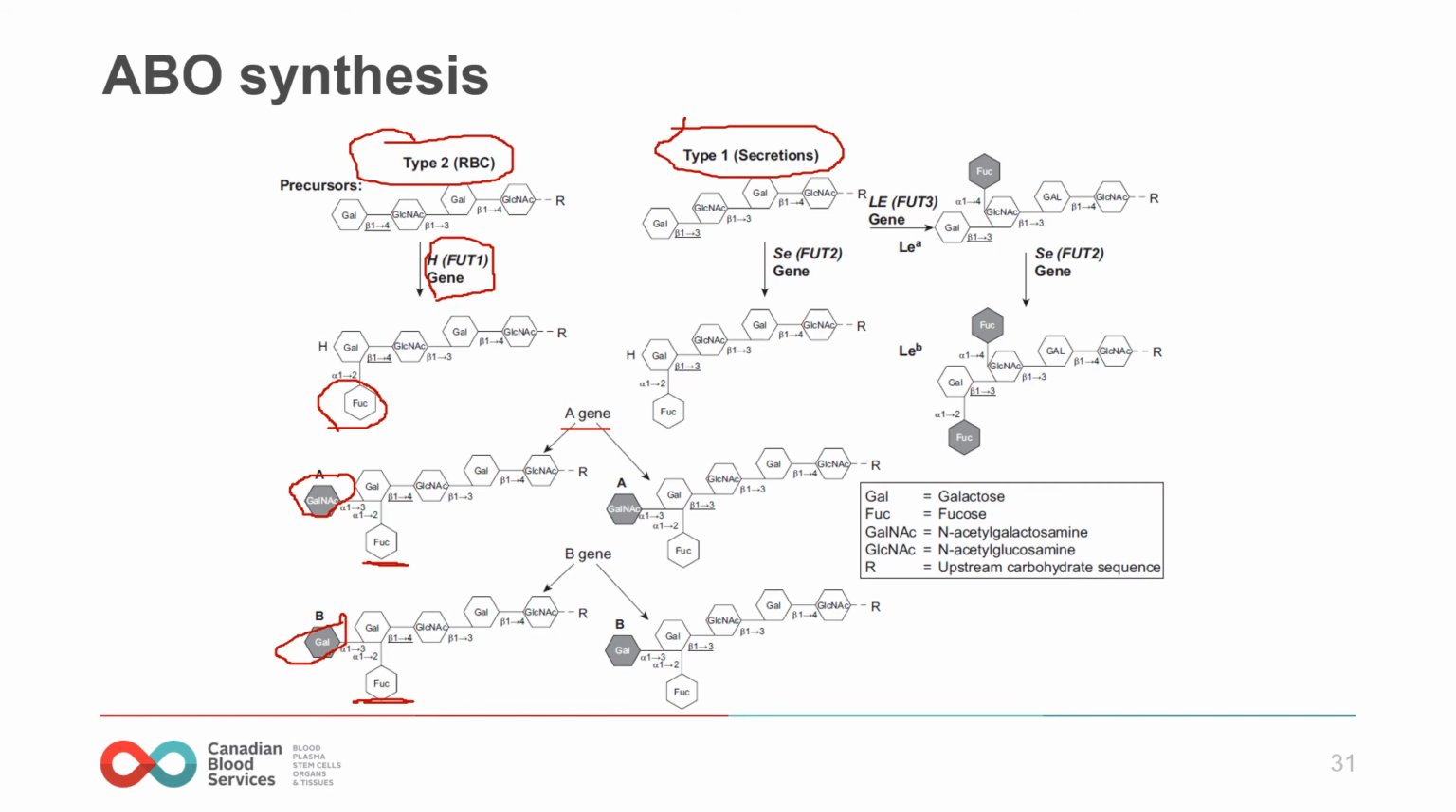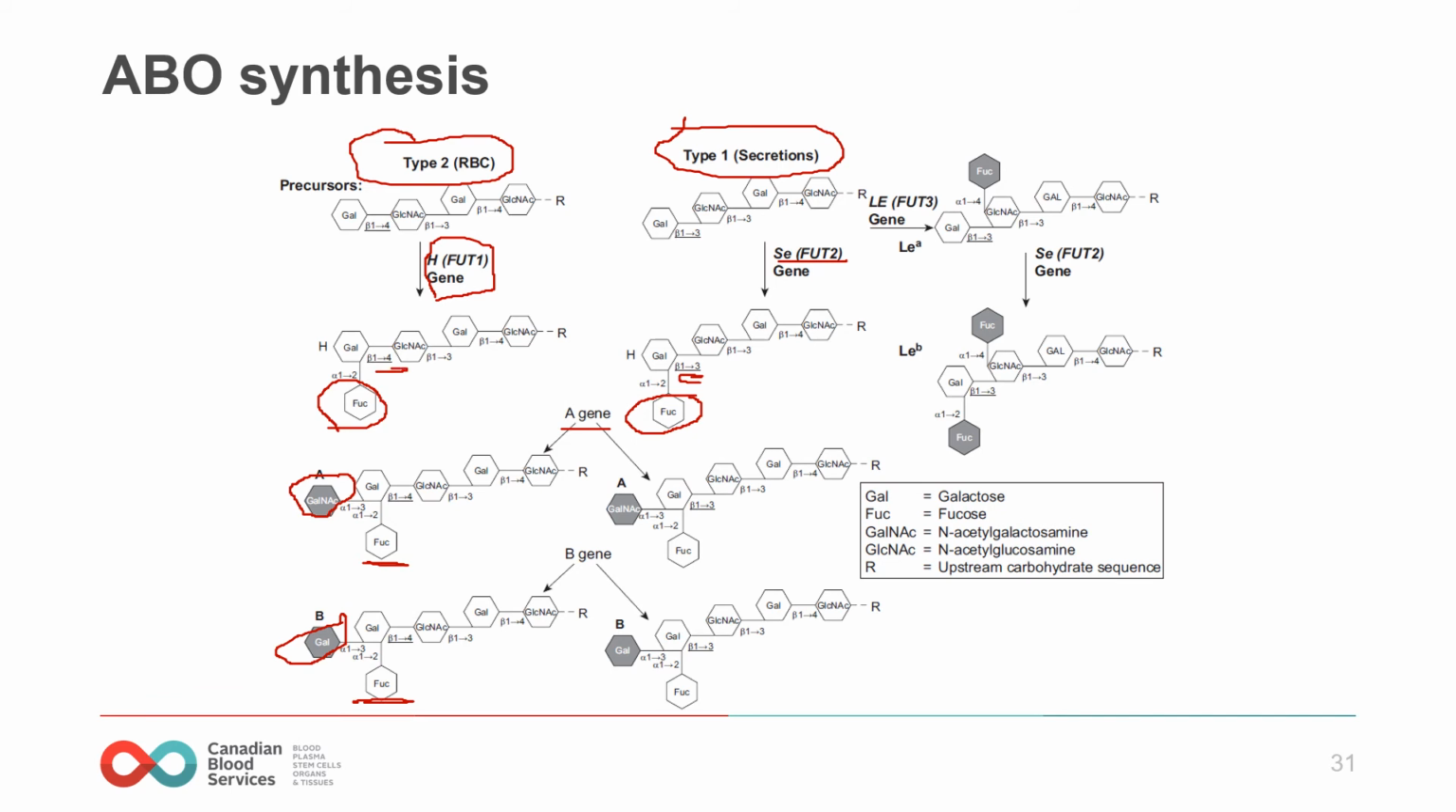Now, when we talk about secretions, they're a little different. Again, they're controlled by a different gene. So if you're a secretor, you've got the FUT2. Okay, and you still have the sugar here, this fucose, but the main difference between these two is that this is a beta 1,3 linkage, and this is just the way that the sugars are linked, versus on the red cell, it's a beta 1,4 linkage. And that's it. That's the main difference between them.